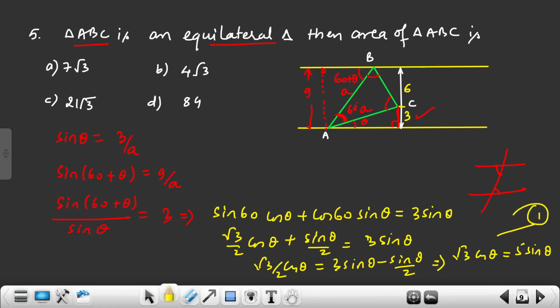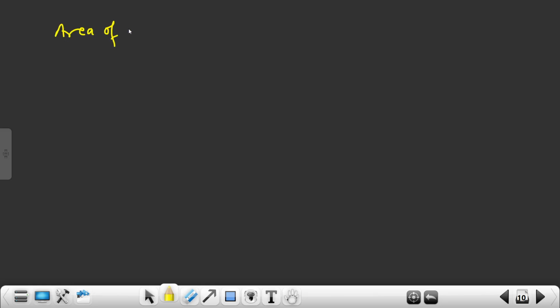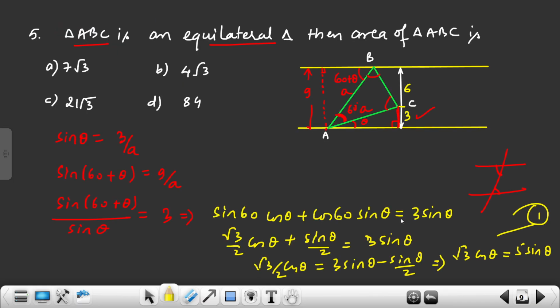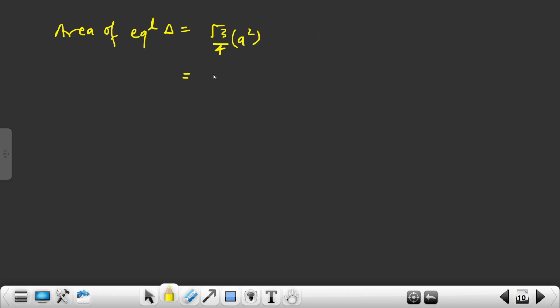Now what is the area of the equilateral triangle? That is root 3 by 4 into A square. Now can we find A value? How to find A value from here? A value is 3 by sin theta. So root 3 by 4 into (3 by sin theta) squared, so it is 9 by 4 root 3 cosec square theta.